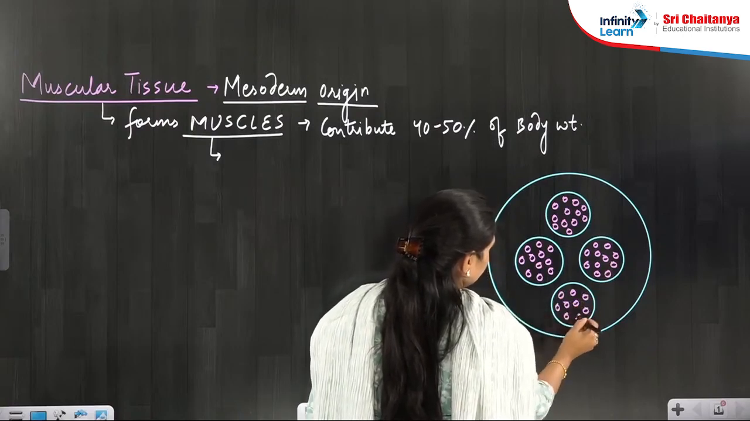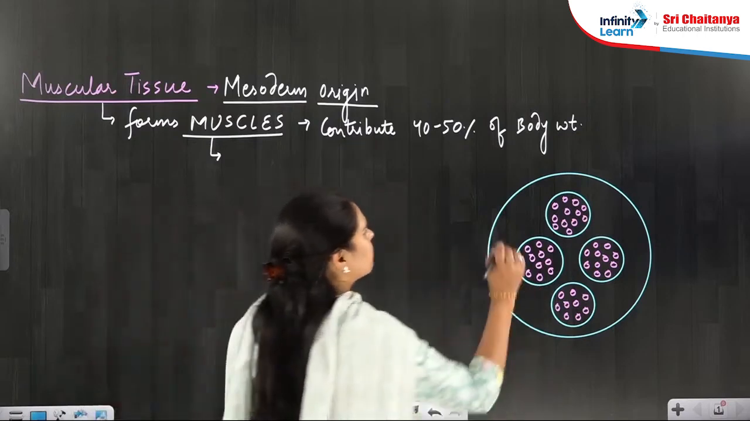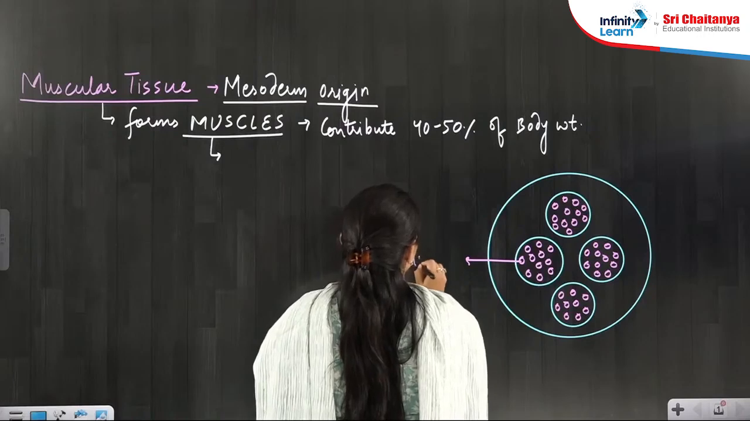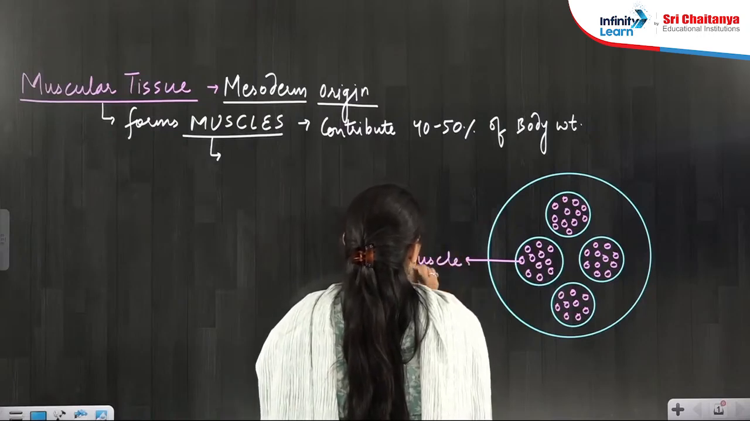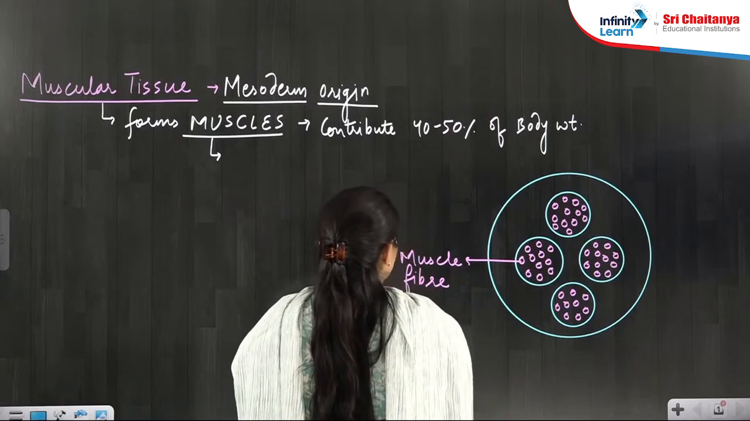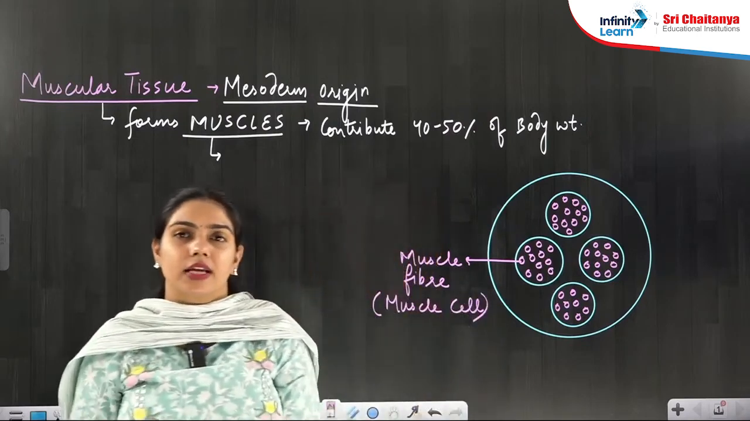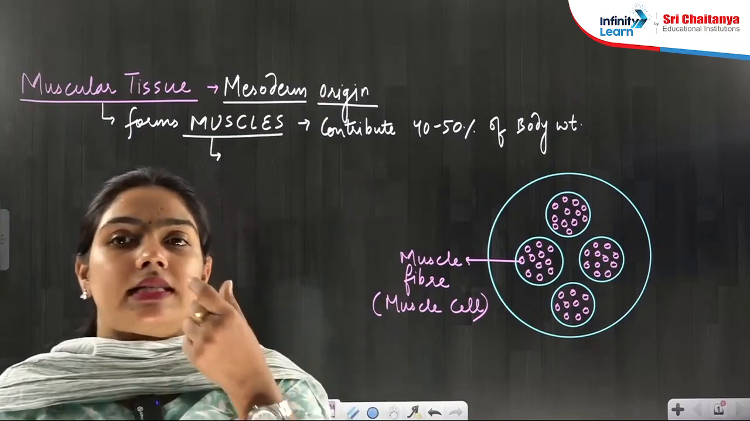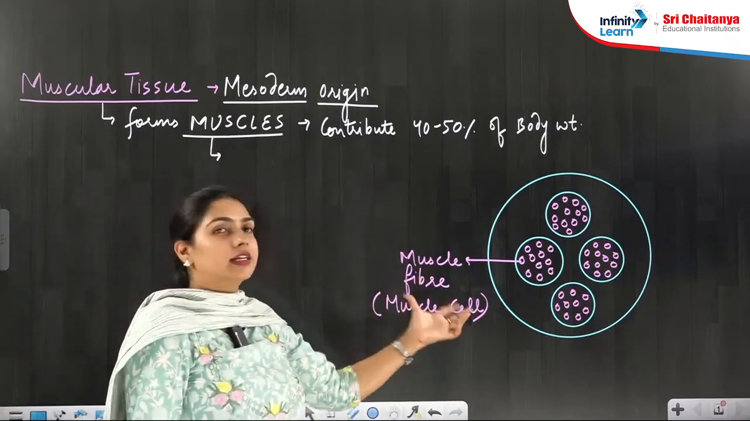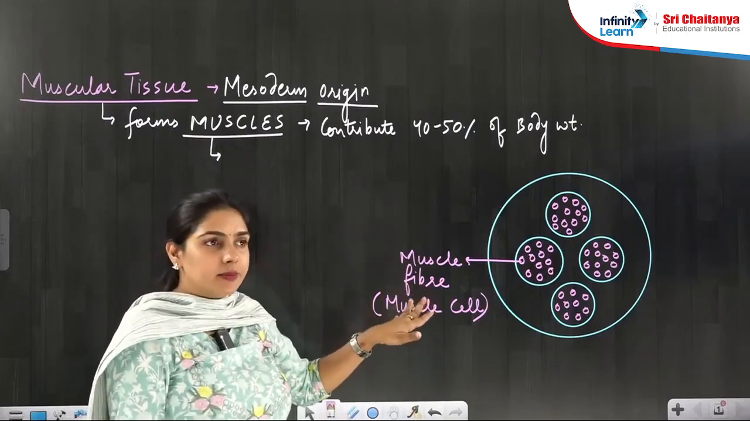What is the pink colored one? Everyone look here. The pink colored one is a muscle fiber. This is muscle fiber. You can consider muscle fiber as a muscle cell. So muscle cell is considered as a muscle fiber, or muscle fiber is considered as a muscle cell. So basically muscle fiber is a muscle cell. Right?